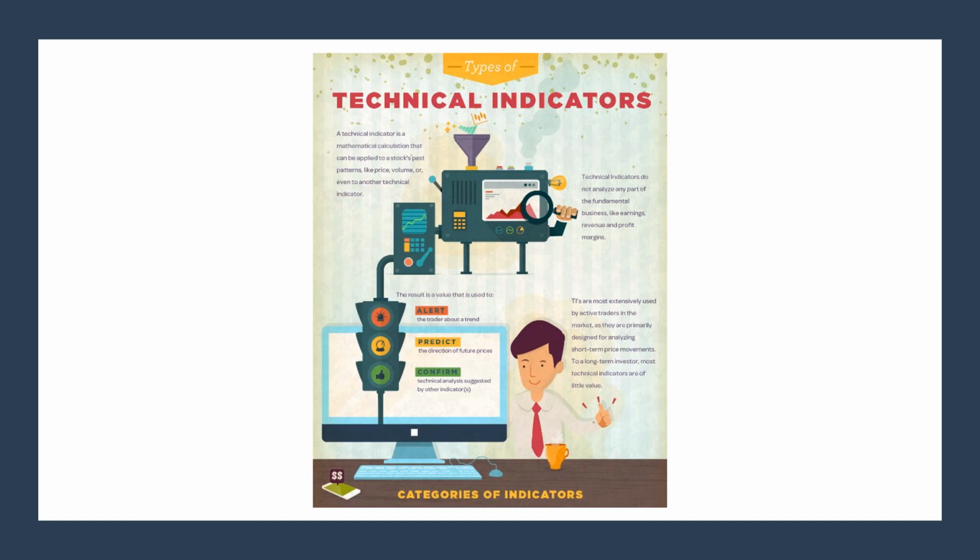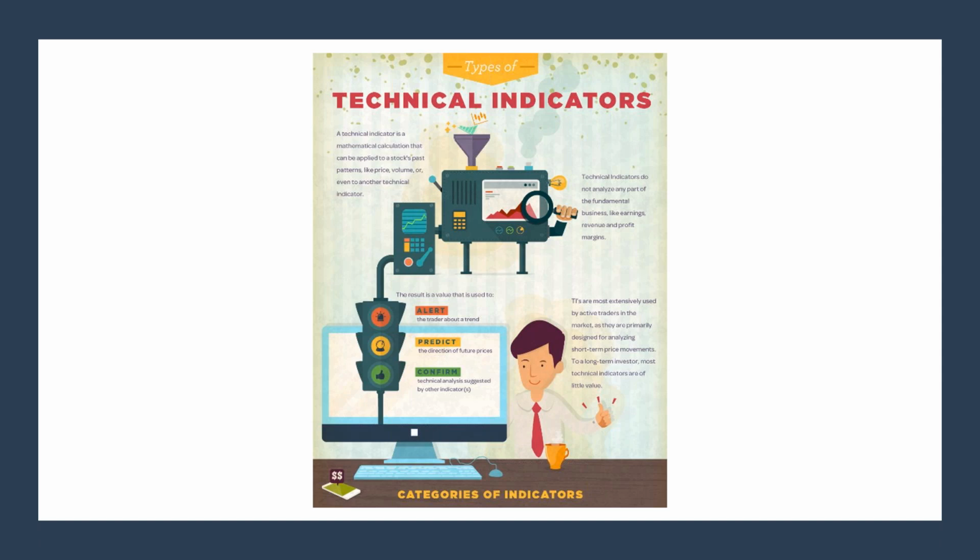Then another field we have is called technical indicators. And a lot of traders mix this up. They think the whole science of technical analysis is just technical indicators. But technical indicators are mathematical calculations that can be applied to an asset's past patterns like price, volume, and even other technical indicators. Technical indicators do not analyze any part of the fundamental business like earnings or revenue or profits.